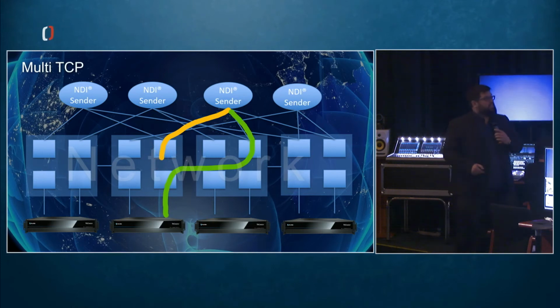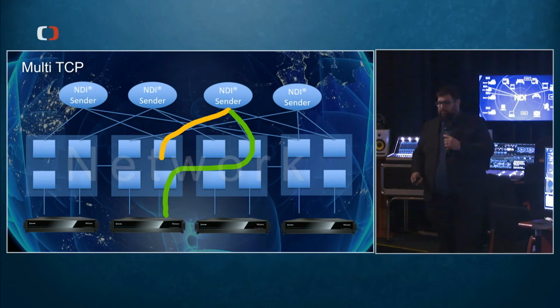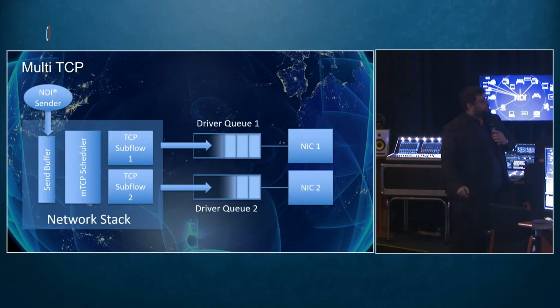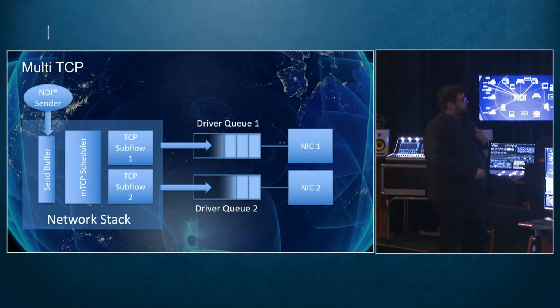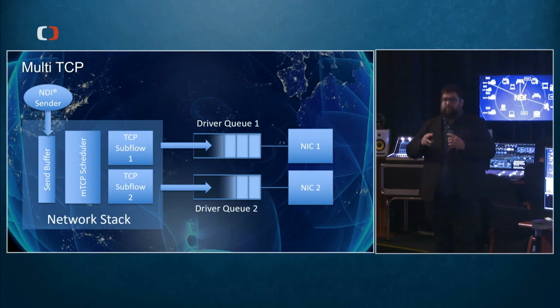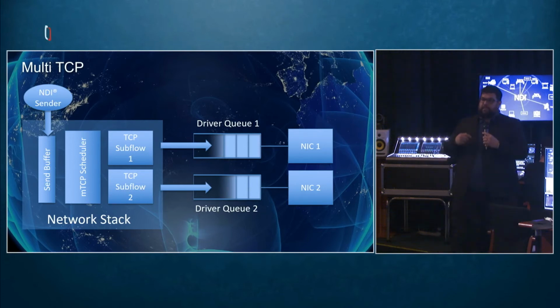And now with MTCP, what we are doing, and I will get back to the previous slide to explain it a little bit more, now we are basically balancing. Inside of the protocol, we are creating a network stack, and we are creating a TCP subflow. If you have 3 NICs or 4 NICs, we will have 4 subflows. If we have 2, we will have 2. That means we balance inside of the protocol which packet should go where.